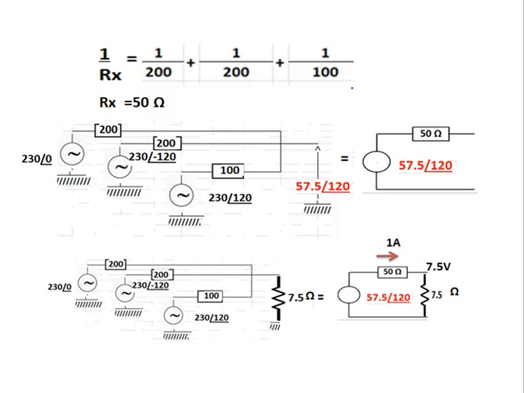Now if we connect a resistance, that is a load of 7.5 ohms, across that open terminal, that is the star point, and calculate the current and the voltage, the current is equal to 1 ampere. Current flowing into the resistor is 1 ampere. 1 into 7.5 ohms is equal to 7.5 volt.